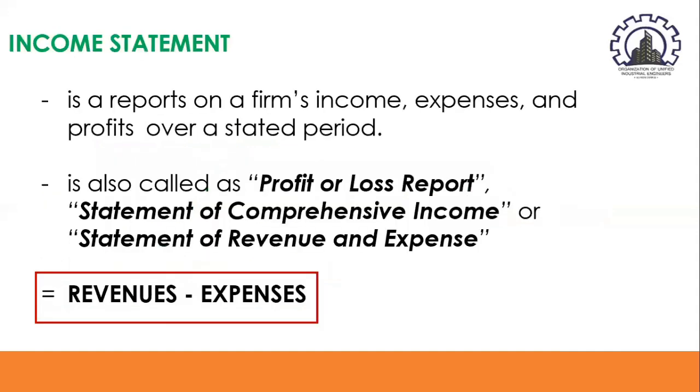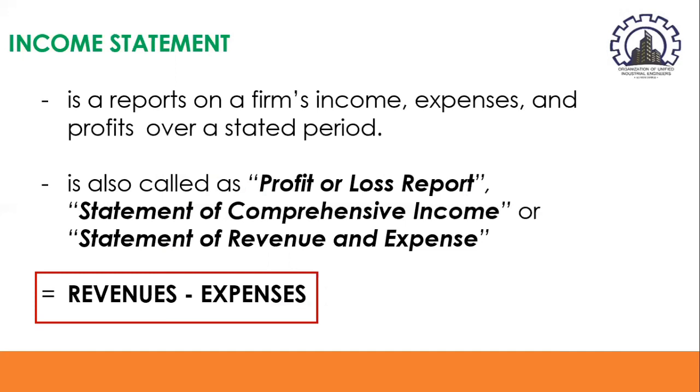Now, if we say income statement, it is a report on a firm's income, expenses, and profits over a stated period. It is also called profit or loss reports, statement of comprehensive income, or statement of revenue and expense. This is the statement that shows the results of the business operations. The result might be profit if the revenues exceed the expenses, or loss if the expenses exceed revenue.